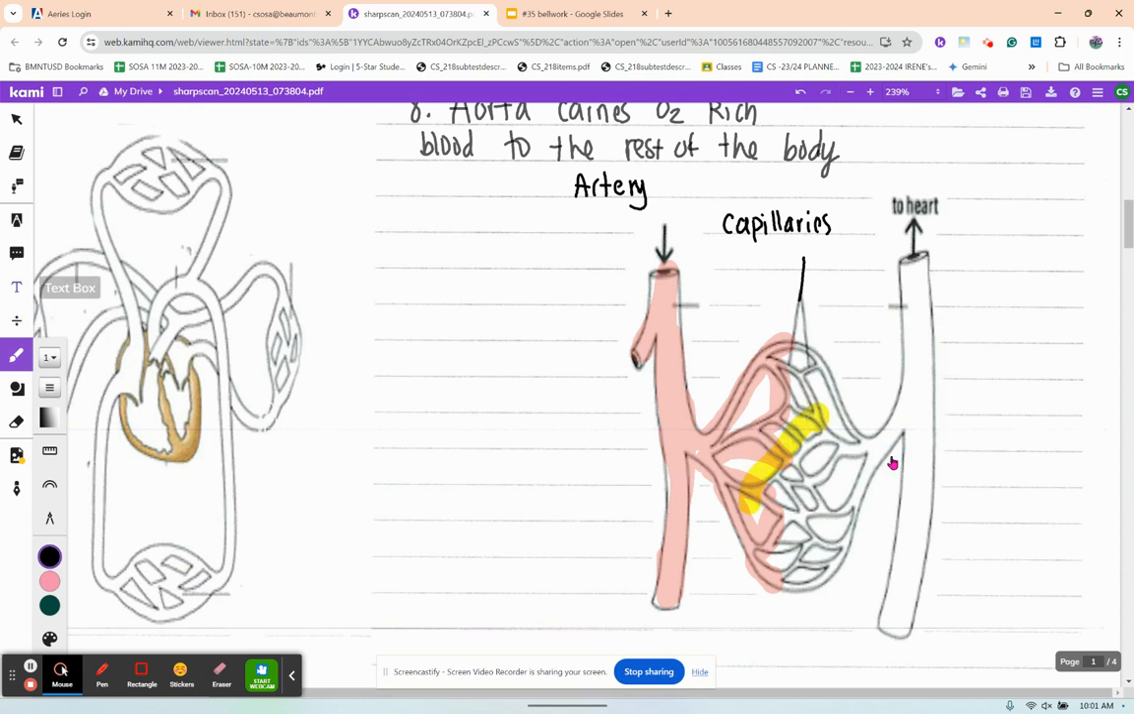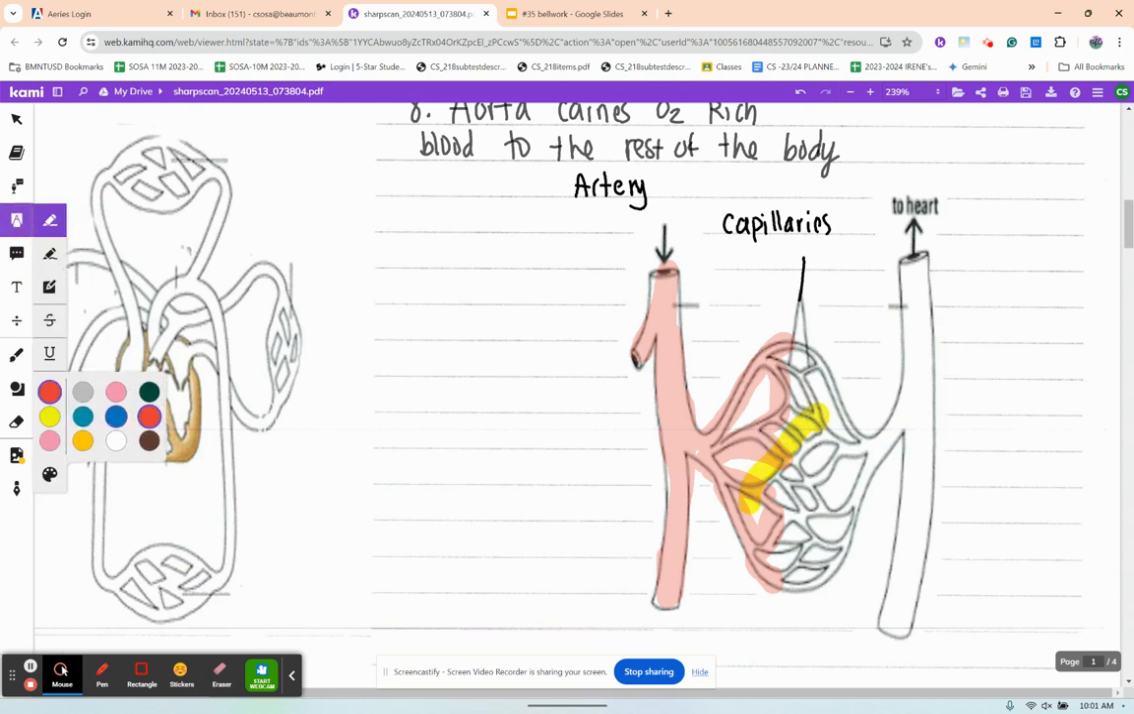So let's do purple here. Purple or blue. After our cells, through diffusion, they're going to return blood back to our heart. Now, this blood is going to be oxygen poor because our tissues already sucked all of the oxygen out of it. So our veins bring blood back to the heart.